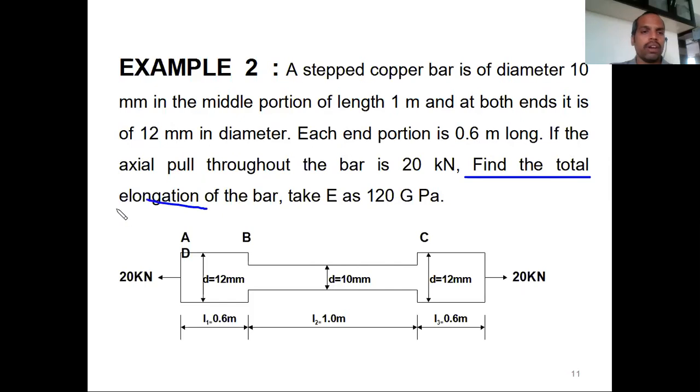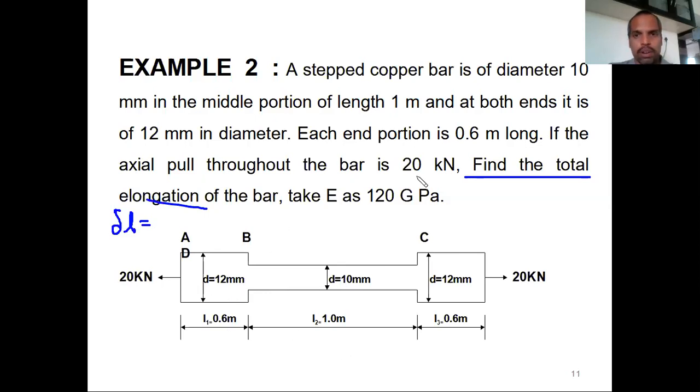Total elongation is nothing but delta L. To get delta L, we need to calculate delta L1 plus delta L2 plus delta L3, because in this one there are 3 types of sections. This is section 1, section 2, section 3. This AB portion has a diameter equal to 12 mm and a length equal to 0.6 m.